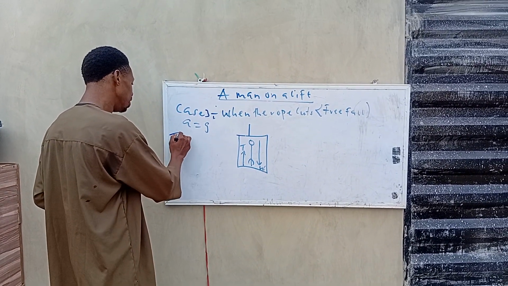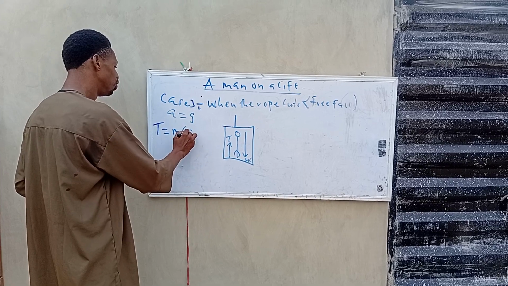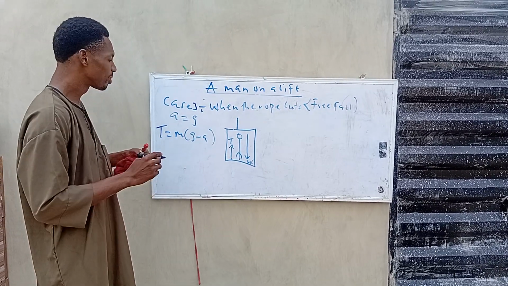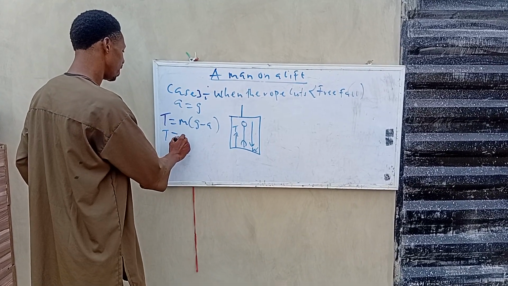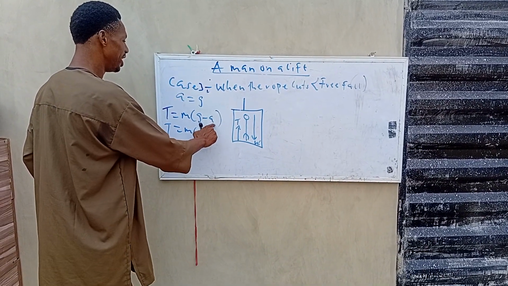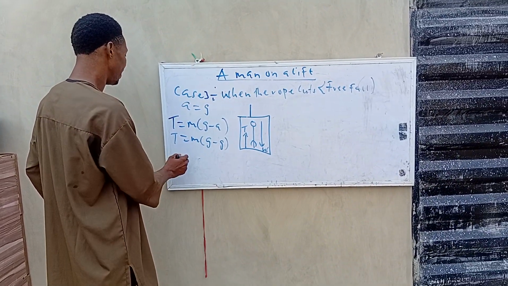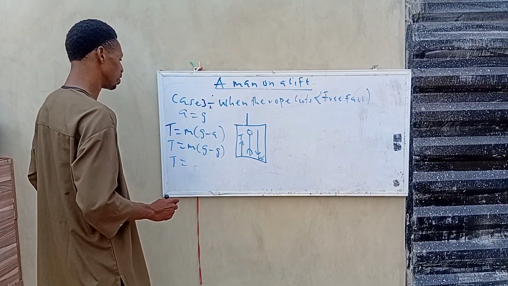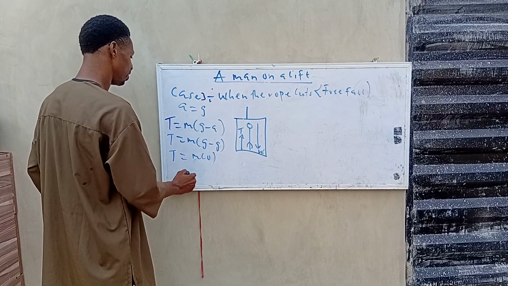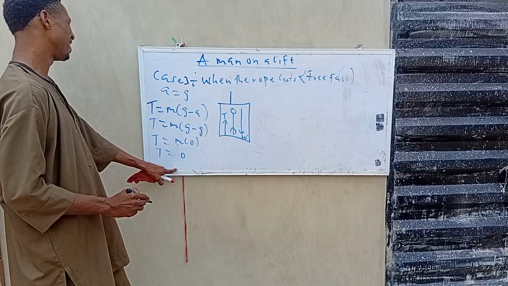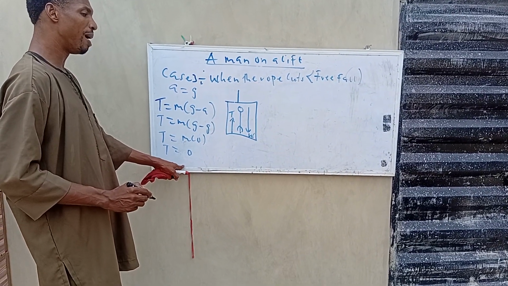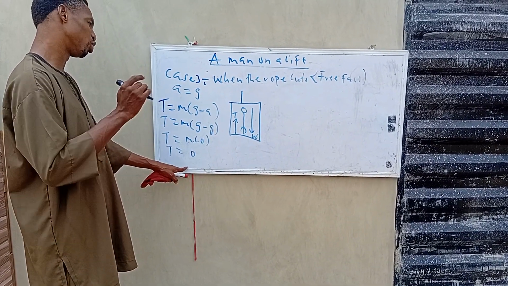What is the formula for case 2? Case 2 says that T equals M times bracket G minus A. In this case, A equals G. Therefore, T equals M times bracket G minus G, so T equals M times bracket 0. M times 0, so T equals 0. Please take note, in this case the weight of the man appears weightless.